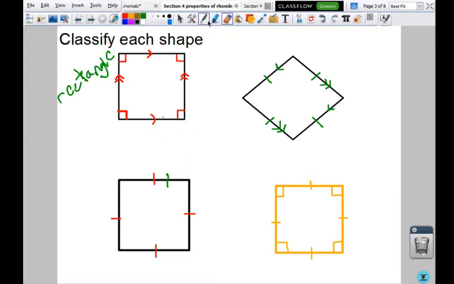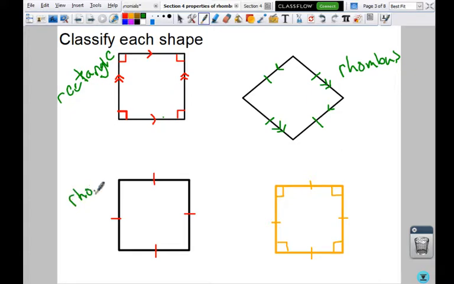What is that one? It's a rhombus. Let's look at this one over here. Alright, so on this one, it has 4 congruent sides. It's a rhombus. And do we have 4 right angles in this one? No. So it's just a rhombus. How about this one down on the bottom left? We don't know anything about the angles. But it's got 4 congruent sides, so I believe it's a rhombus.